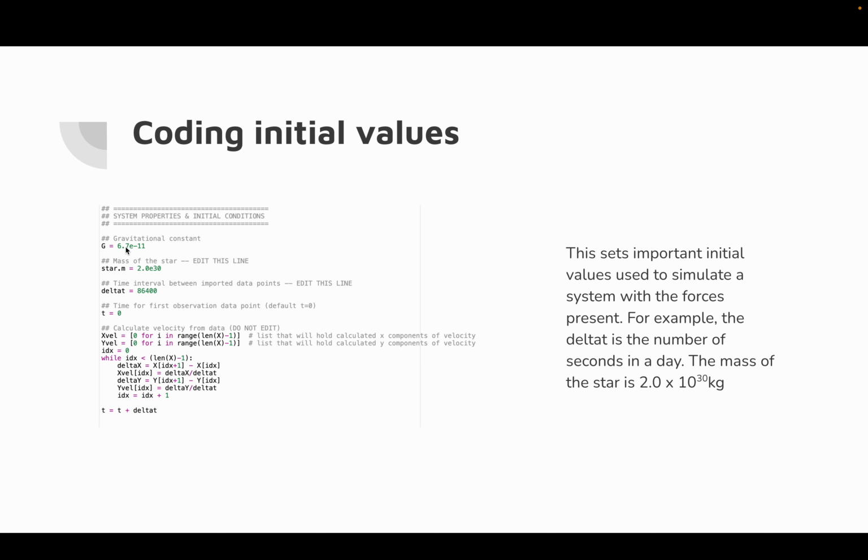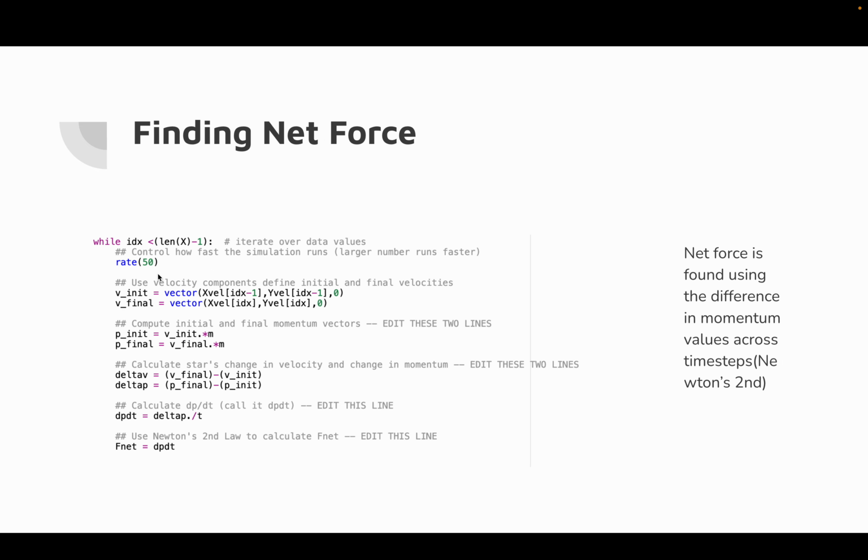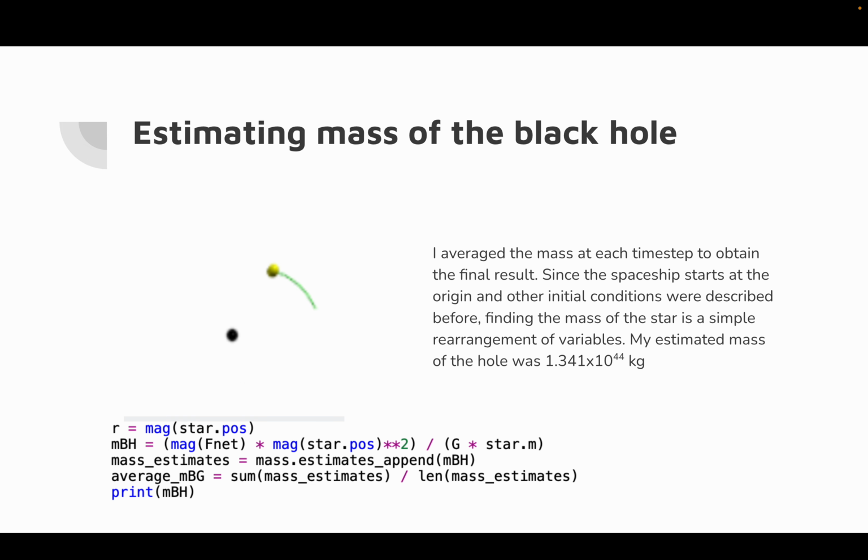We have the gravitational constant, the time step, which is the number of seconds in a day, and the mass of the star at 2 times 10 to the 30 kilograms. To find the net force, we use the difference in momentum across time steps using Newton's second law and equate that to the force of gravity equation to isolate big M, as the small m, which is the spaceship, cancels out over both equations.